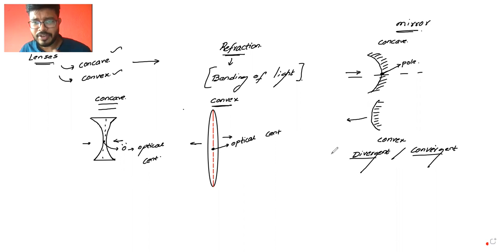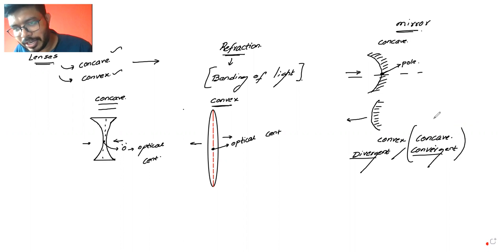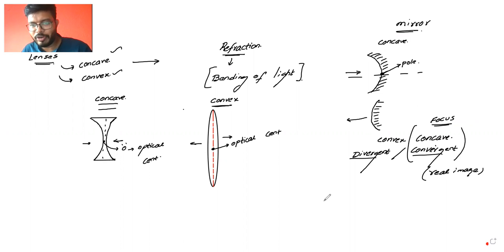When discussing mirrors, we discussed that concave is your convergent mirror, and convex is your divergent mirror. That means when we are discussing light rays, all the rays are meeting at the focus in the concave convergent mirror. So this is the real image that you form. We already saw this in mirrors. And divergent, it is your convex. I told you it is a virtual image, formed within the mirror or behind the mirror. Okay, so these are the mirrors.